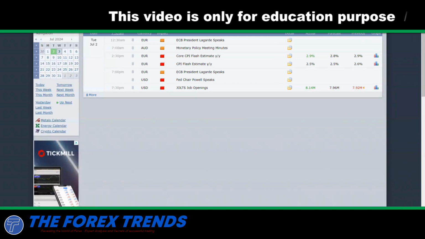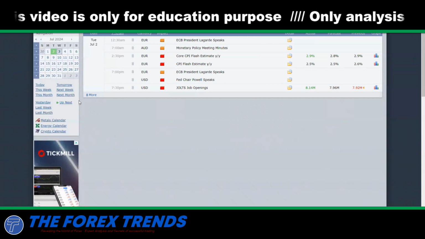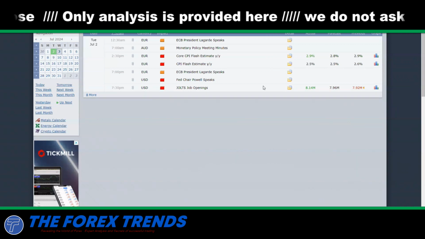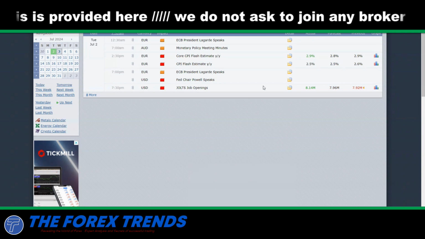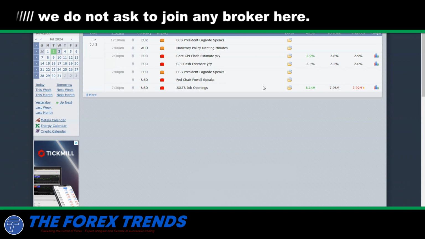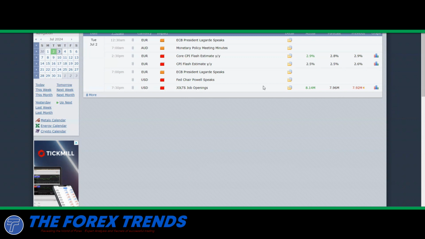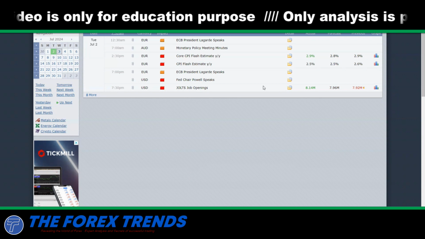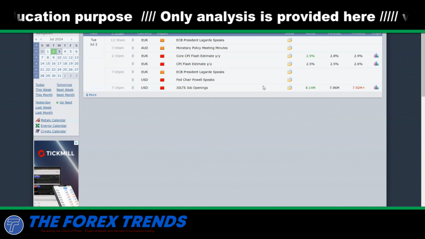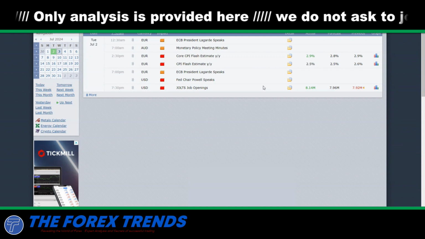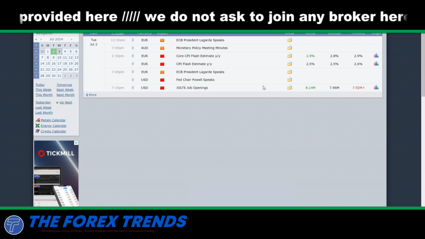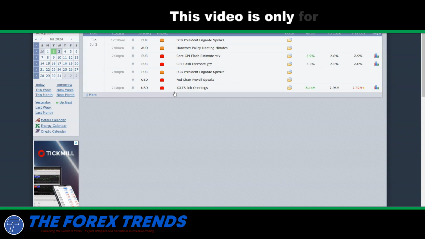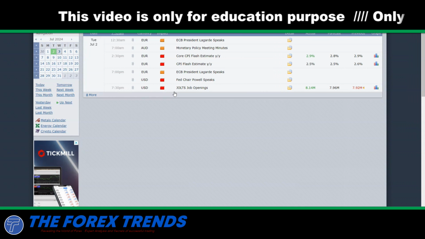This news was released yesterday, especially Fed Chair Powell's speech. Yesterday at 7 p.m. IST, Fed Chair Jerome Powell released a speech in which he mentioned that the latest inflation readings suggest a disinflation path.